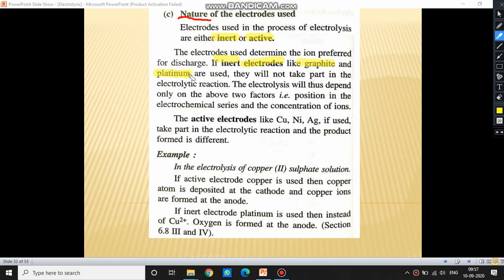That is, then the discharge of the ions will depend only on the first two factors, that is position in the electrochemical series and concentration of ions in the electrolytic mixture. If we take active electrodes like copper, nickel, silver, then these electrodes also have an effect on the product formation. That is, they participate in the reaction.